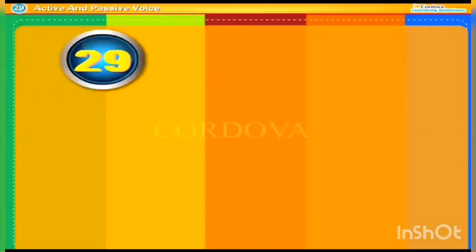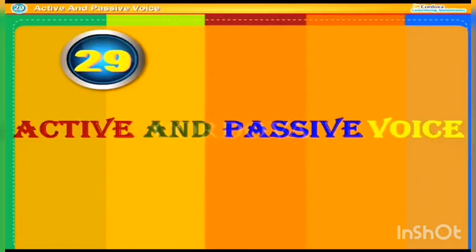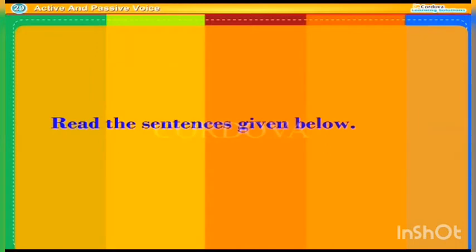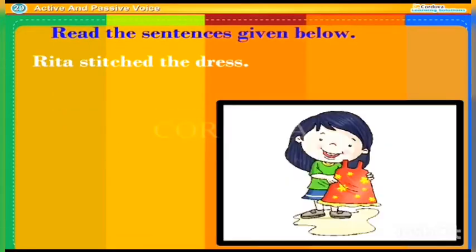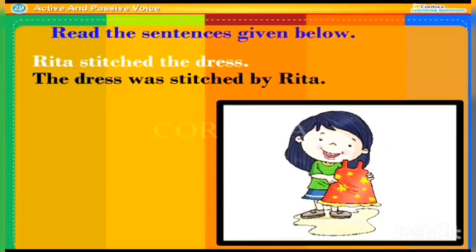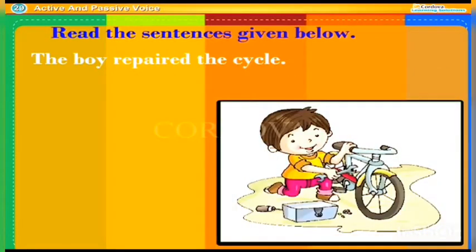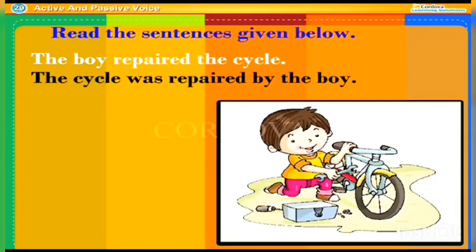Chapter 29. Active and Passive Voice. Read the sentences given below. Rita stitched the dress. The dress was stitched by Rita. The boy repaired the cycle. The cycle was repaired by the boy.